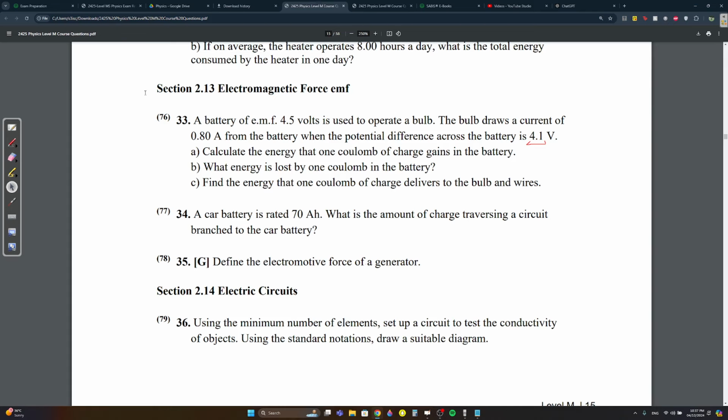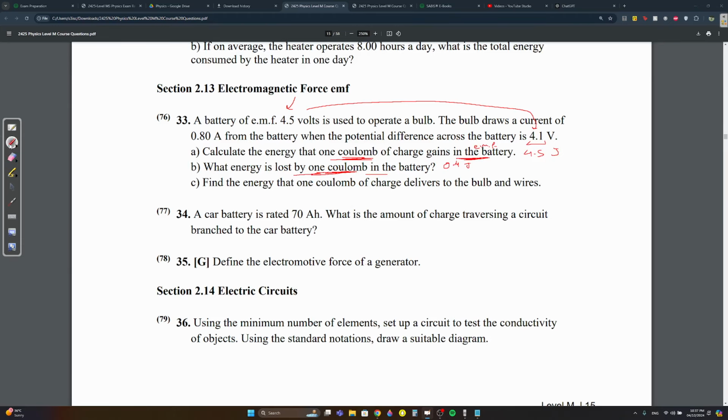So the energy that is inside the battery is equal to the EMF for 1 coulomb. The EMF in this case is 4.5. Anytime you're still inside the battery, 4.5. What energy is lost by 1 coulomb in the battery? 4.5 minus 4.1, 0.4 joules. Okay, 0.4, makes sense. Since we're saying 1 coulomb, W equals QV, and when Q is 1, you can just not include it.